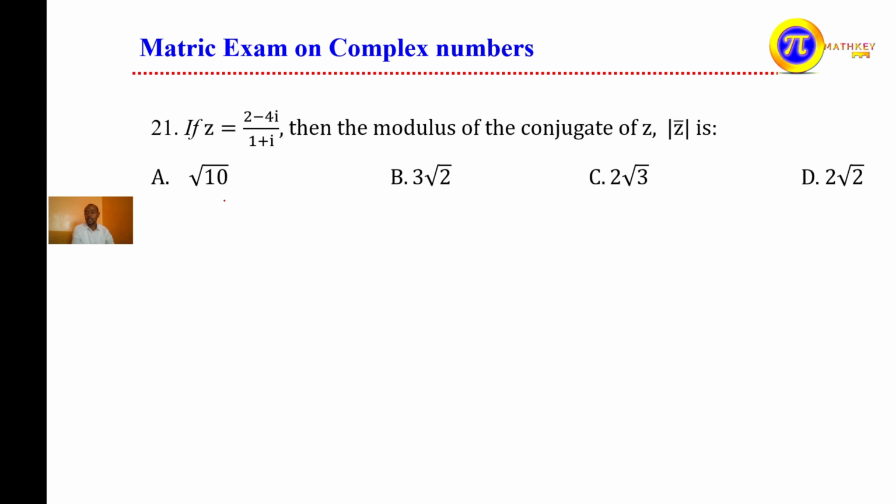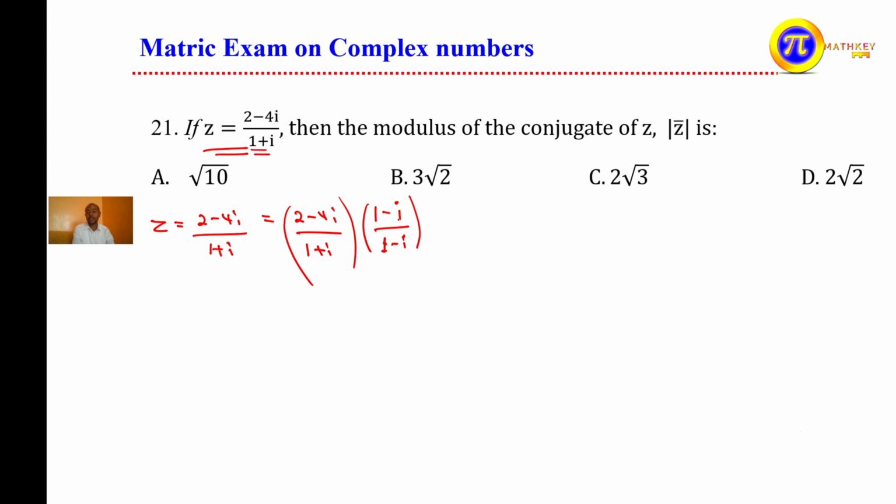A. The other option we consider here is that first you try to rationalize this one. By rationalizing the denominator, we can find the norm of this. That means z is equal to 2 minus 4i divided by 1 plus i. When we rationalize the denominator, we multiply both numerator and denominator by the conjugate of the denominator, 1 minus i divided by 1 minus i, the same number.